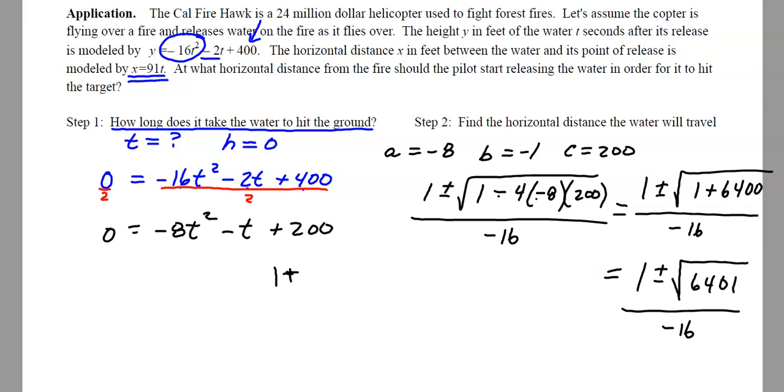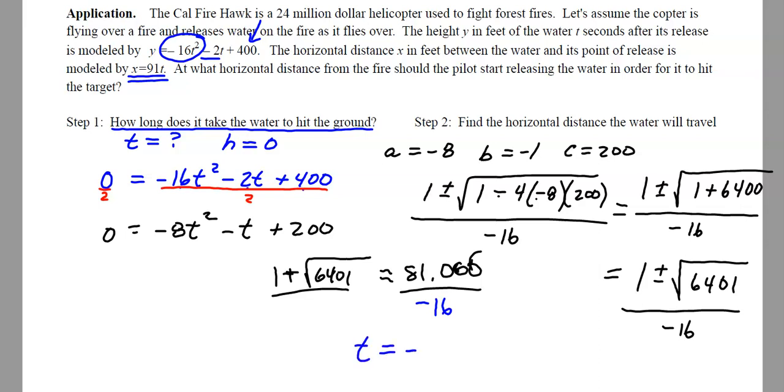is, so this top part, when I do the plus part, roughly 81.006-ish, something like that. And I've got to divide it by, oh no, not divide by 2. Divided by negative 16. And really, I just wasted my time, and I'll tell you why in a second. It gave me negative 5.06 seconds.